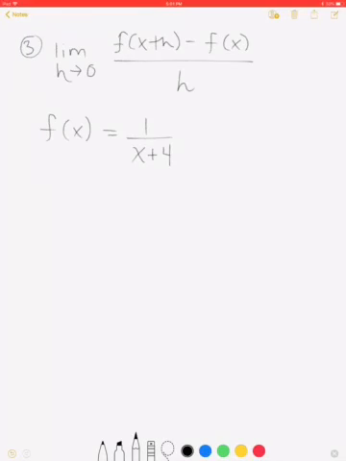All right. Number 3 on the Unit 1 review asks us to find the limit as h approaches 0 of f of x plus h minus f of x over h. That is the difference quotient. It is the definition of the derivative. Once we calculate this, we will have found the derivative of the function 1 over x plus 4.